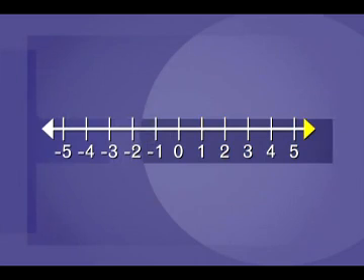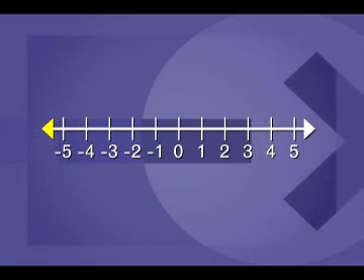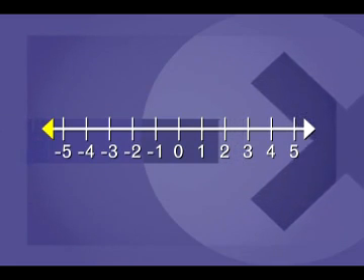Let's look to the left of the 0. Moving left from 0, we have negative 1, negative 2, negative 3, negative 4, and negative 5. The arrow on the line on the left side means the same thing. The negative numbers can keep going on and on and on. We can still add and subtract on this number line. Let's give it a shot.